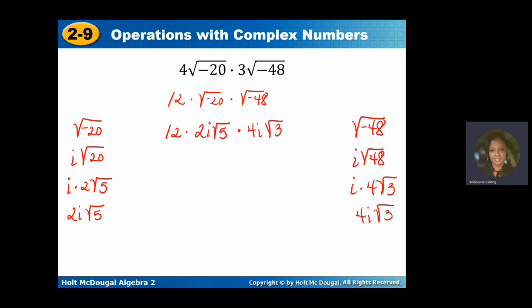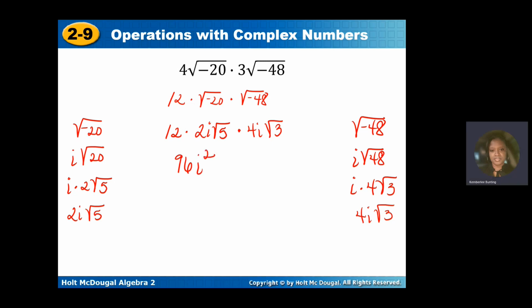12 times 2 times 4. I can merge those numbers together, can't I? What's 12 times 2 times 4? You have a calculator. All right, 96. And then I have an I and an I, right? What's I times I?